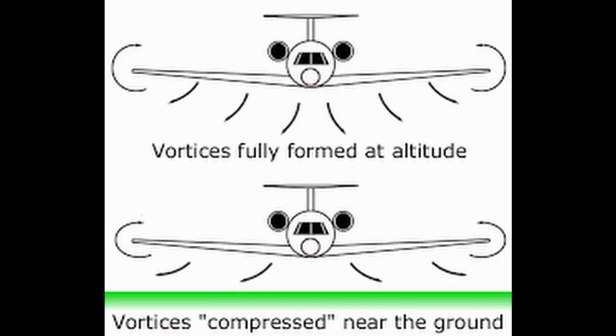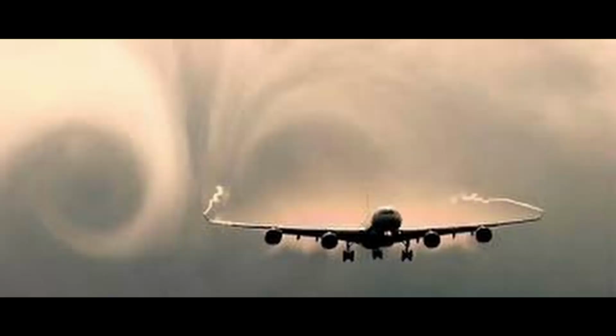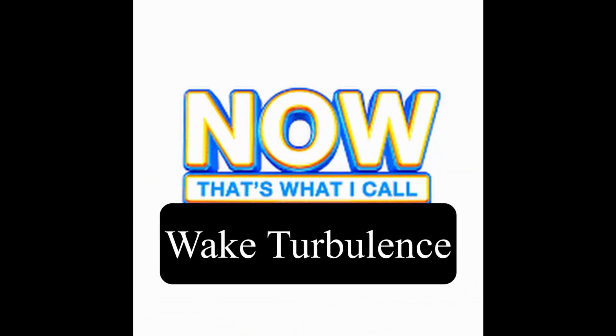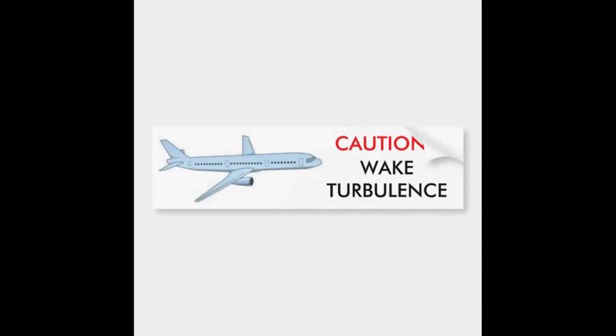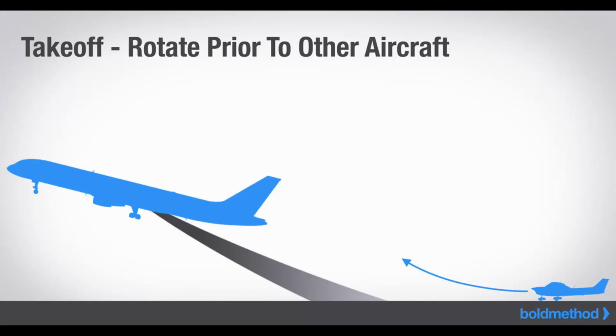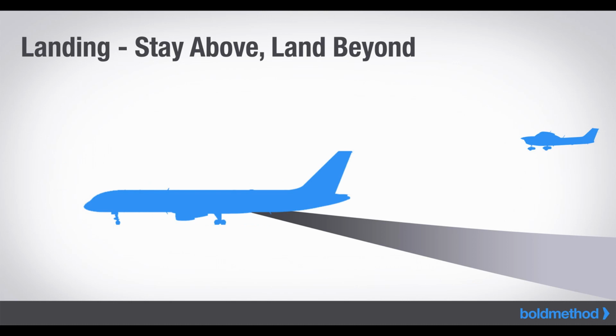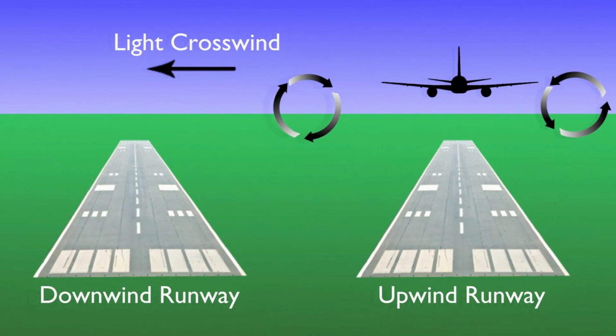Ground effect is a phenomenon that decreases induced drag when flying near the ground because of reduced intensity of wingtip vortices. Sometimes wingtip vortices can be dangerous to small aircraft, and we call this wake turbulence. Tower might say, caution wake turbulence, which is your cue to stay above and beyond the larger aircraft's takeoff and departure path, or, if you're landing, to stay above and beyond the larger aircraft's approach and touchdown point. Wake turbulence can also be affected by light crosswinds, which can possibly keep a vortex over the runway.